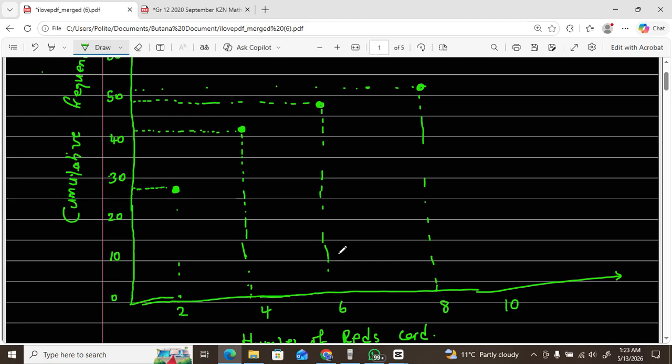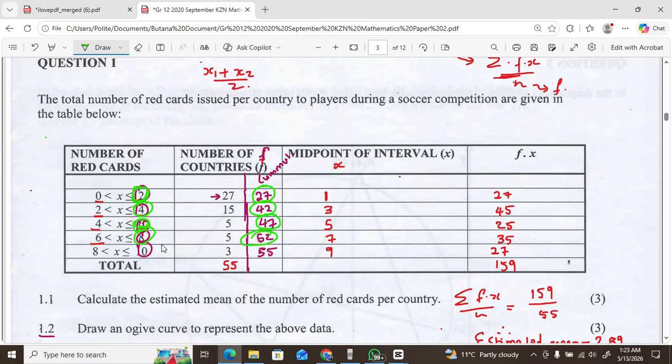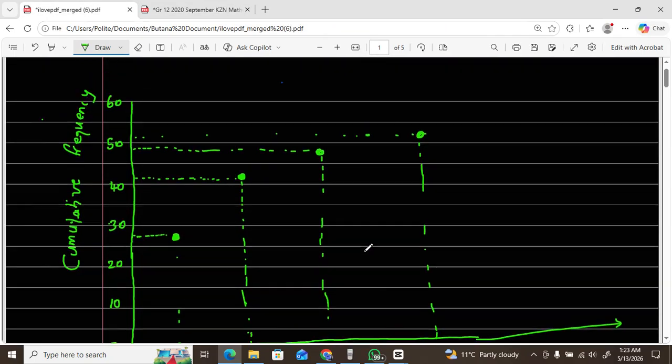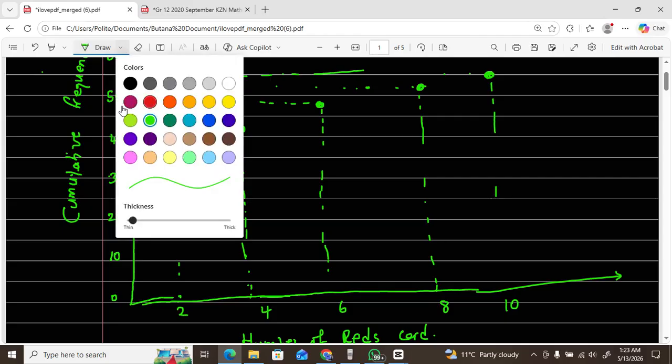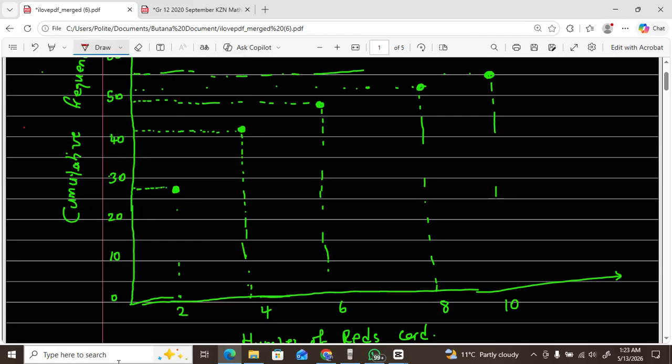Okay, and then the last one will be 10, it goes with 55. So 55 is exactly at this point here. Then the last thing you need to do is to connect your dots. But the most important thing, remember, on an ogive, you should start at 0. So we start at 0 and 0. Then you're going to connect your dots to have your ogive graph.